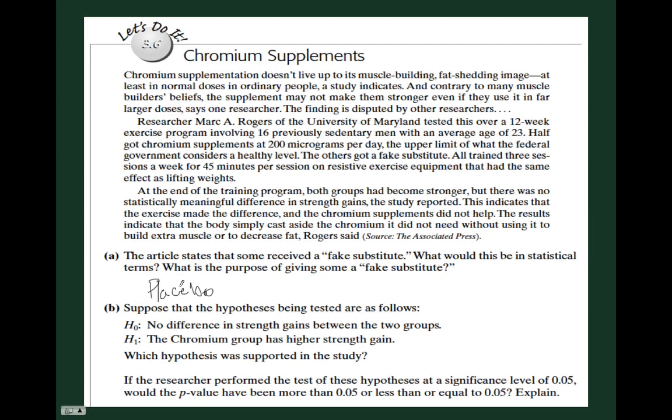So, since we're being told there was no statistical evidence, or the results were not statistically significant, what we have to realize is that the null was not rejected. Therefore, the data was not rare and unusual under the assumption that there was no difference in strength gains. Therefore, the p-value would have had to have been larger than 5%, the level of significance.